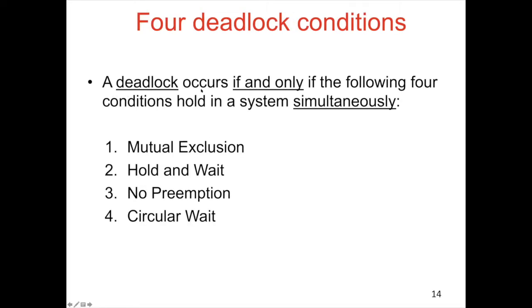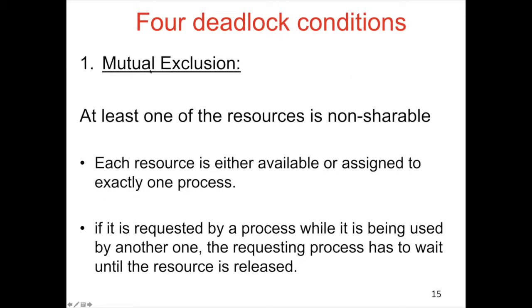A deadlock occurs if and only if the following 4 conditions hold in a system simultaneously. 1. Mutual exclusion. 2. Hold and wait. 3. No preemption. 4. Circular wait. For mutual exclusion, at least one of the resources is non-shareable.